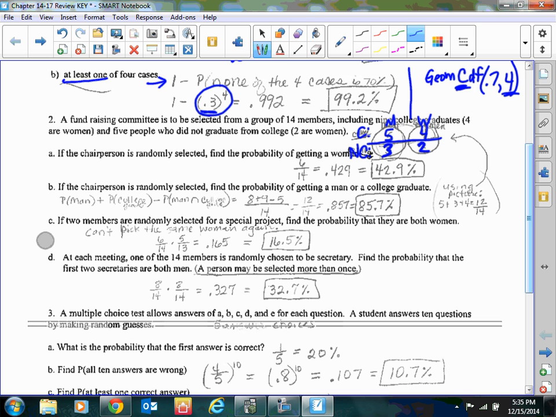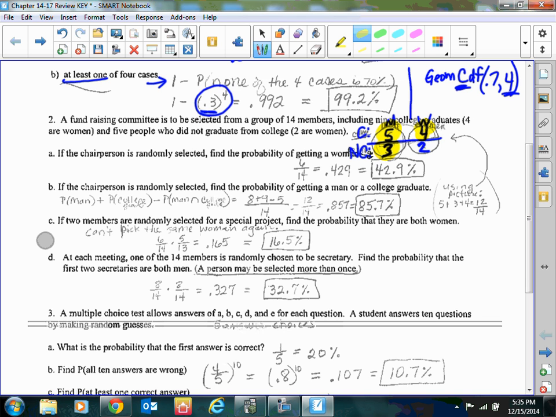So if the chairperson is randomly selected, find the probability of getting a woman. Well, that's just straight up 6 out of 14, because you're just going to get a woman. Now, if the chairperson is randomly selected, find the probability of getting a man or a college graduate. Okay, so you could look at the picture, and a man or a college graduate comes from these pieces. Here's the men, and then there's the women portion that's the college graduate. So you could add these sections together and get 12 out of 14.